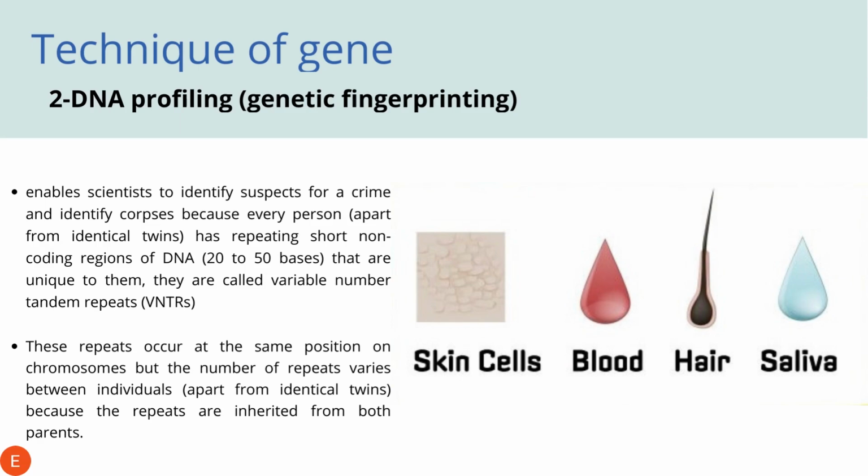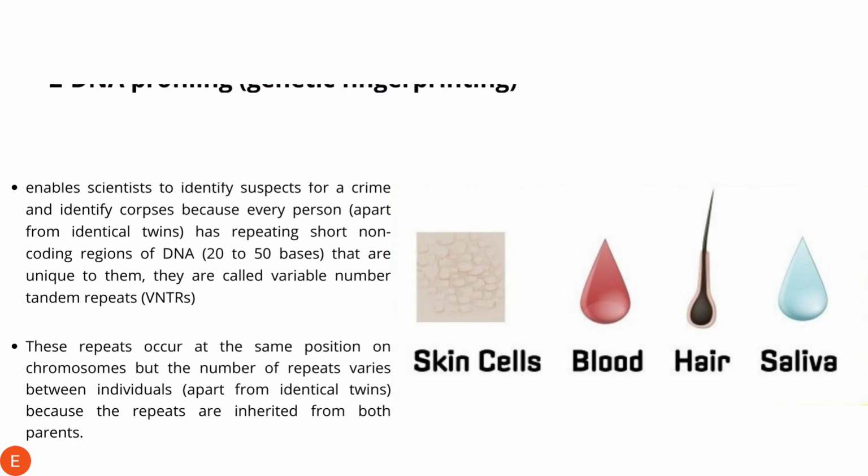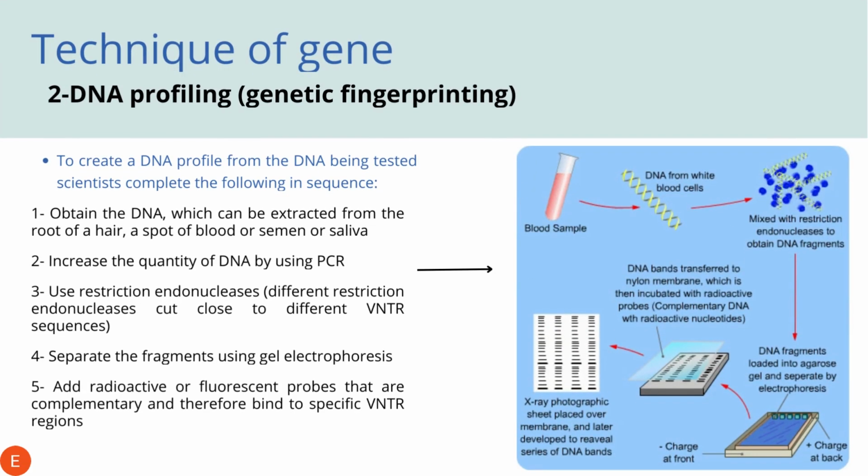It enables scientists to identify suspects of a crime, except for identical twins, because they have repeating short non-coding regions of DNA. These repeats occur at the same position on chromosomes, but the number of repeats varies between individuals. DNA can be found in skin cells, blood, hair, or saliva. To create a DNA profile from the DNA being tested, we need to follow this sequence.